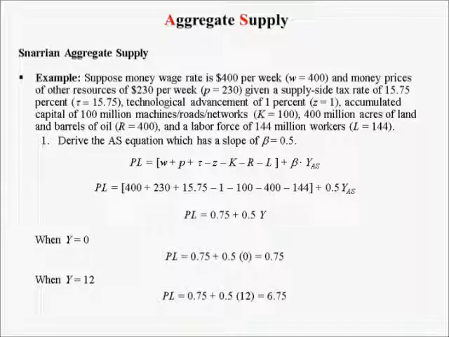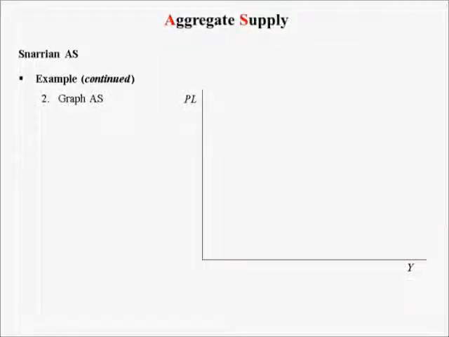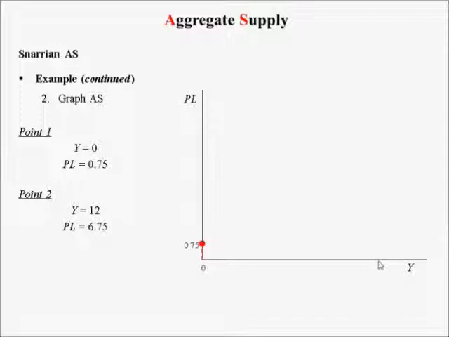So let's graph the aggregate supply curve. We find real GDP equal to 0 right here. We go up to 0.75 and stop and make a dot. And then we find real GDP out here at 12. We go up until we get to 6.75. Remember, this is in thousands. This is 6,750. We make a dot there. The aggregate supply curve is the line that passes through both points.